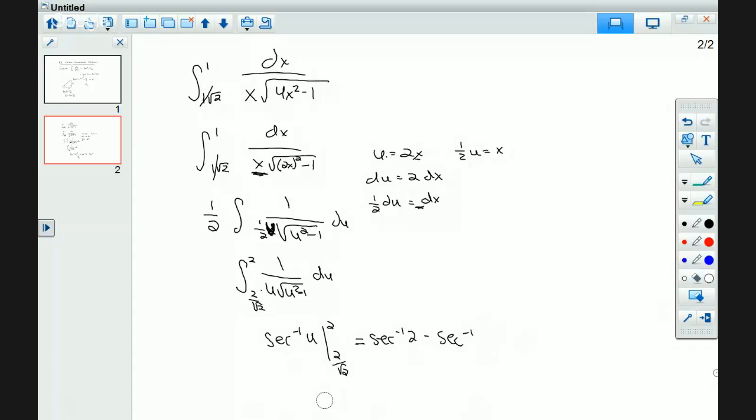Is 2 over root 2 unit circle friendly? No, it's not. The unit circle, remember, doesn't have any roots in the denominator. So we can manipulate it. 2 root 2 over 2, which is square root of 2, right? So to make it unit circle friendly.